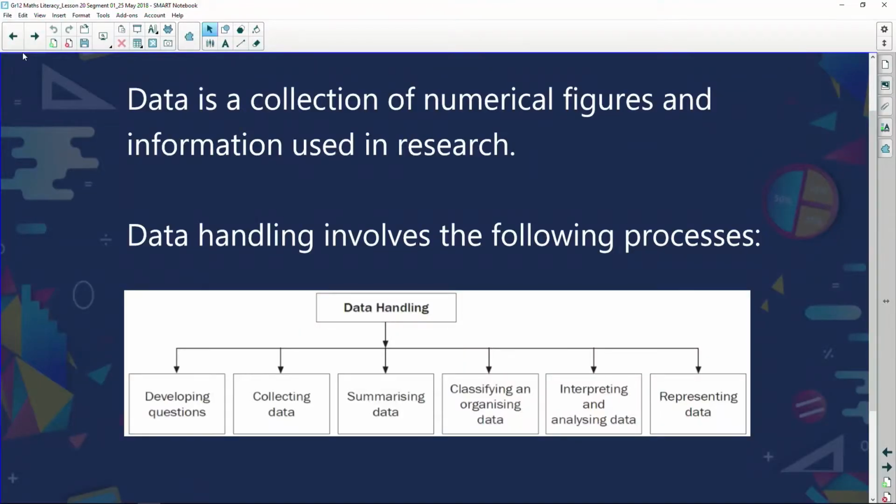Data is a collection of numerical figures and information used in research. Data handling involves the following processes. So let's have a look at these processes.